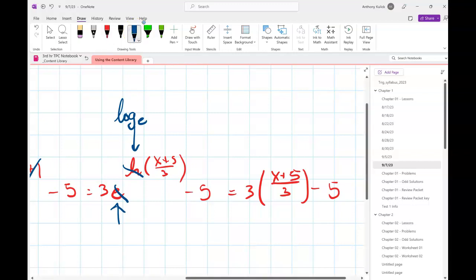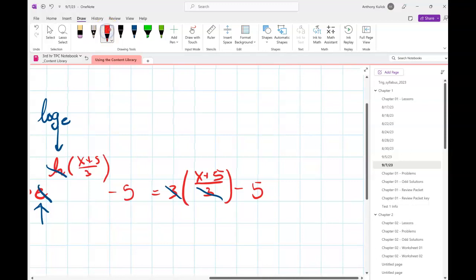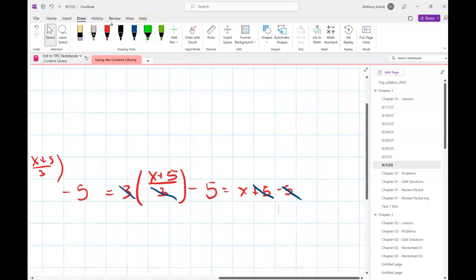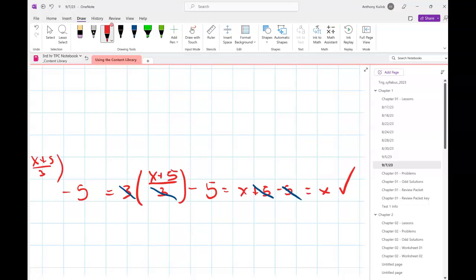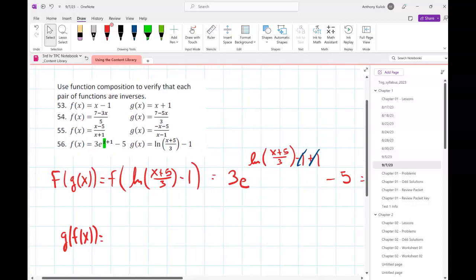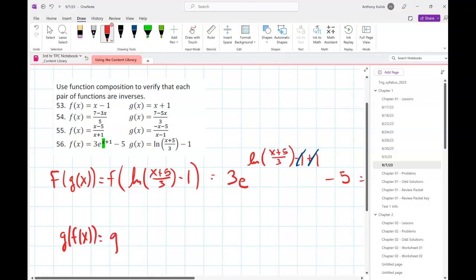And there I see I have a times 3 and a divides by 3. So those can cancel out. And I have the plus 5 and minus 5. Those will cancel out. And I'm left with just the x. Yay! That's what I was hoping for. But we're not done, right? We have to do the other composition. Oh, man. So let's go back there.